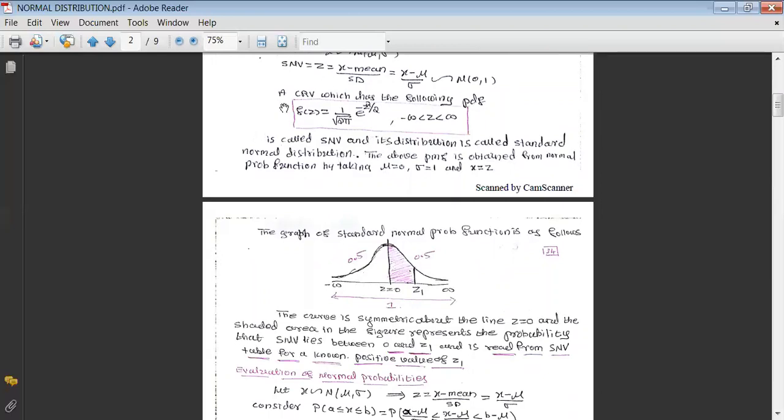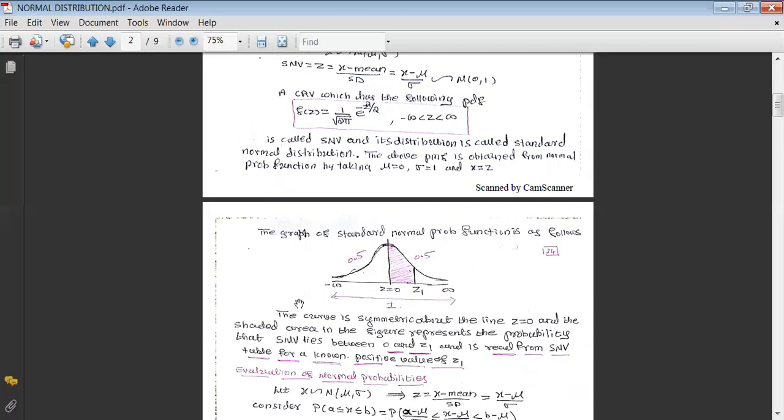Again, this is one function, and once you plot this function, the graph seems to be like this. In this case, this curve is symmetric about the line z equal to 0, with minus values on the left side and plus values on the right side, as it is symmetric.